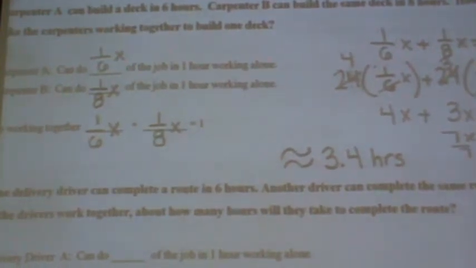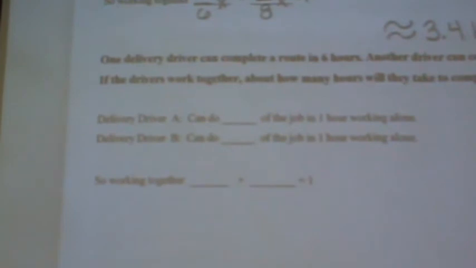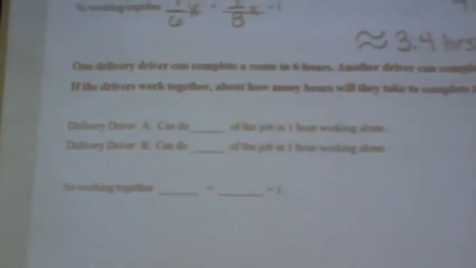The reasoning behind it makes sense, but we can go back. Okay, let's do the next one and see if you guys can guess what the answer is, doing it your way. Okay, we have 2 delivery guys. One driver, working by himself, can deliver a complete route in 6 hours. Another driver is doing it in 5 hours. So if they did it together, is it gonna be 6 hours? Is it gonna be 5 hours?